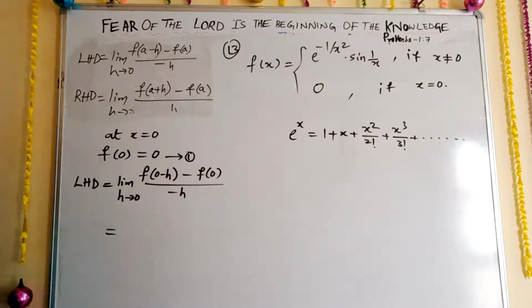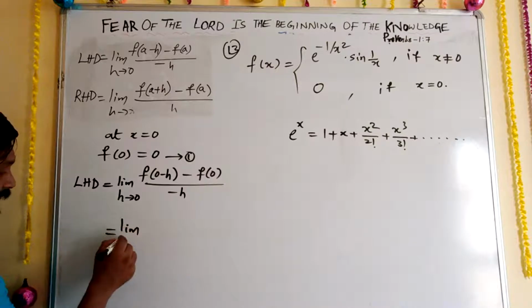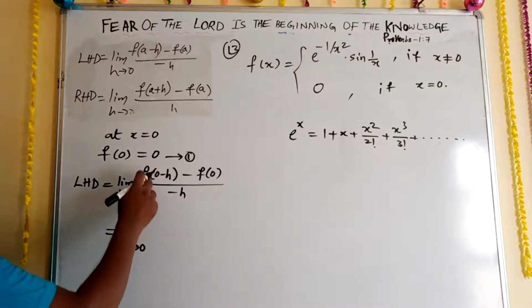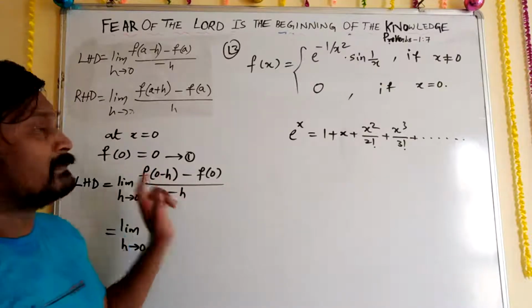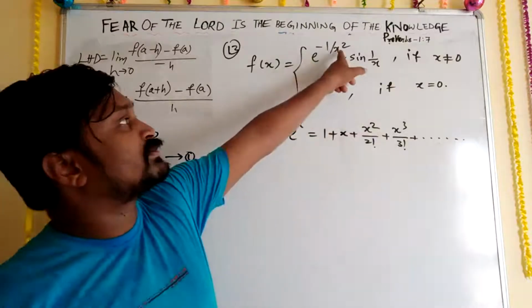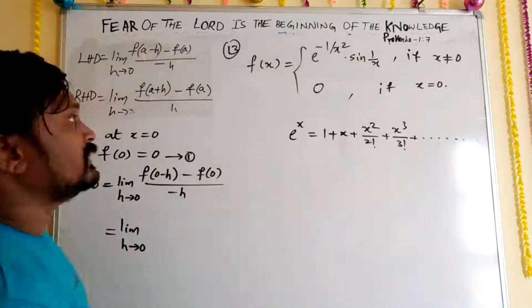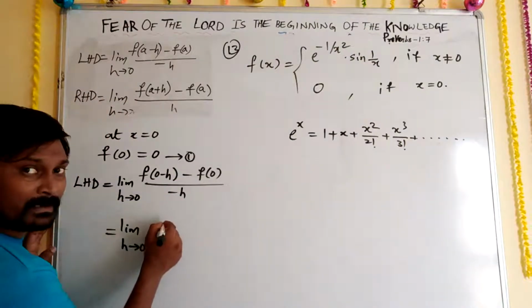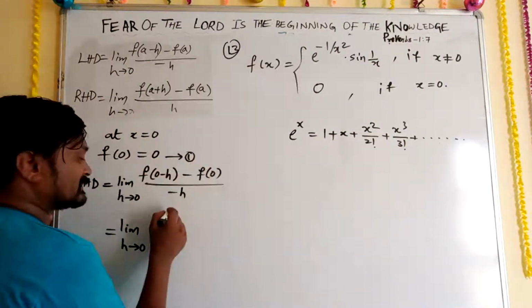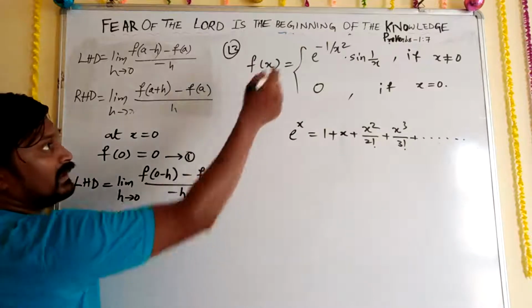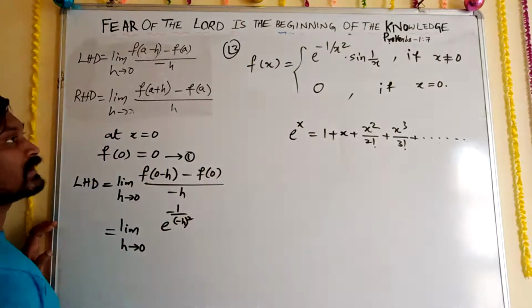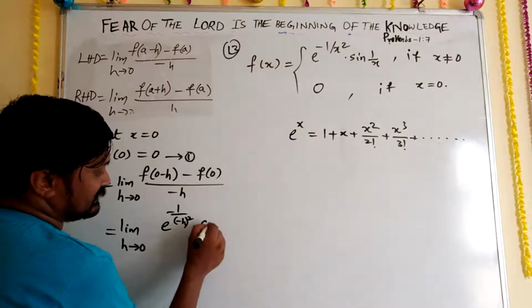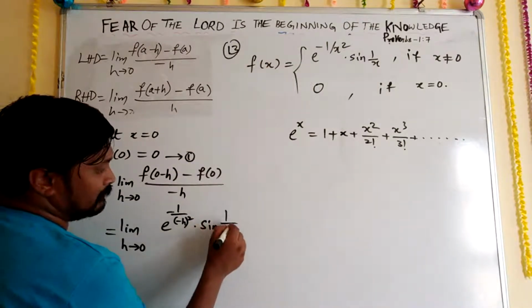Now what I'll do here: limit h tends to 0. f of 0 minus h means f of minus h, so you have to substitute this minus h in the x place. So what will we write? e power minus 1 upon x, meaning minus h whole square, next into sine 1 upon minus h.